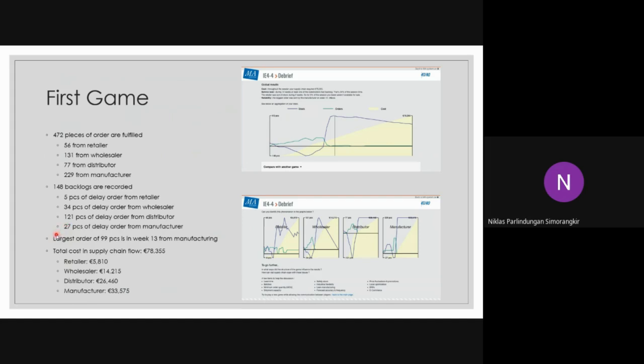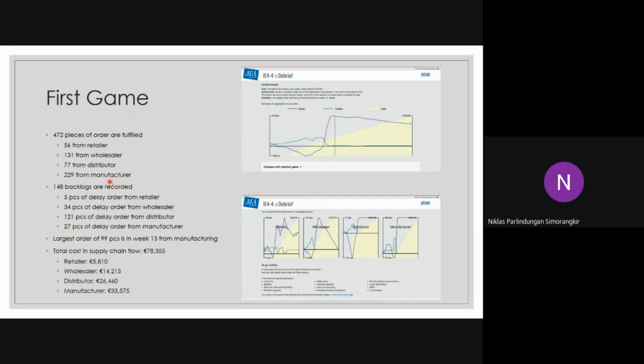The first part is that we actually need to look at the pieces of the order that are fulfilled. From the retailer, there are 56 pieces. From the wholesaler, 131. Distributor, 77, and the manufacturer is 229. Which is actually not surprising, as the manufacturer needs to fulfill a lot of orders due to the need from the retailer, wholesaler, and distributor.